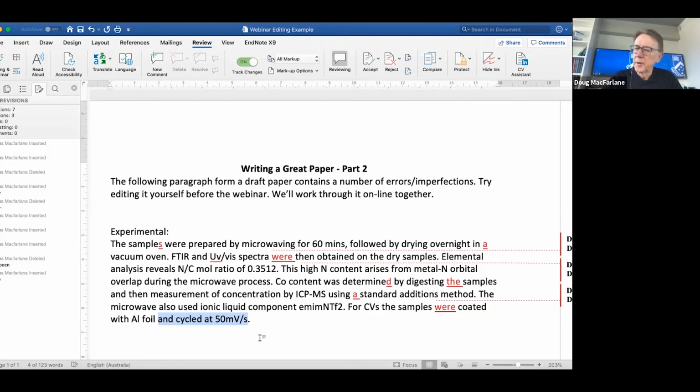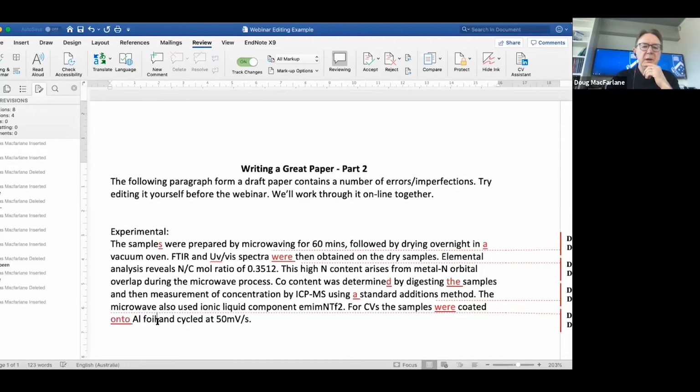We don't really know what it means. And it's hard to fix this without actually going right back to the person who did the work and saying, what do you actually mean? So Kate would probably have to discuss with all of us down here to fix this. My suspicion is that, so remember, ambiguousness is terrible. So for CVs, the sample were coated. Well, here's another problem. Let's fix this one first. Coated with aluminium foil. That's not right, is it? Coated onto aluminium foil. I don't think with ever made sense.